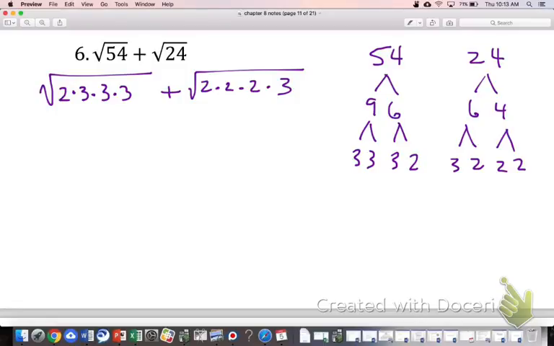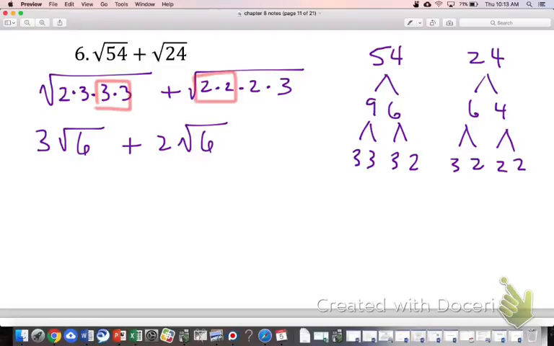Okay, so over here, got a pair of 3s. And so that comes out as a single 3. But the 2 and the other 3, they don't have anything to pair with, so they're left. So it's 3 root 6. Over here on the right, there's a pair of 2s. So those get to come out as a single 2. The leftover would be a 2 times 3, which is 6.